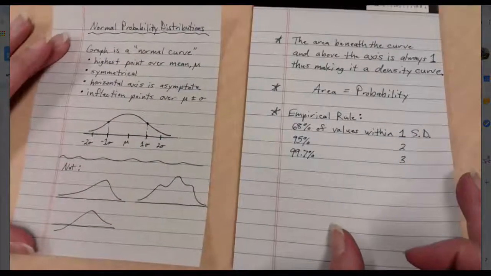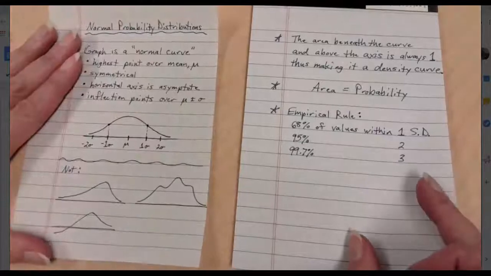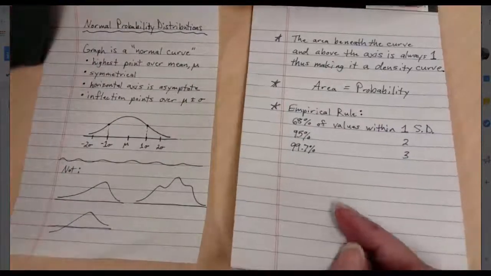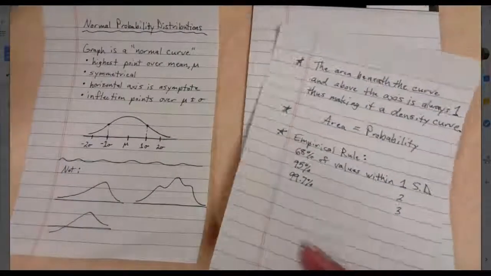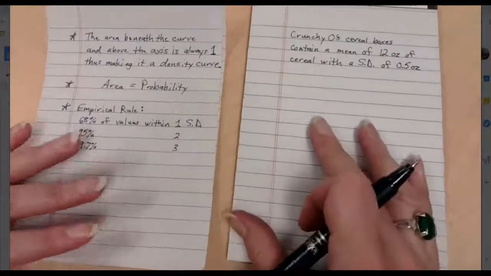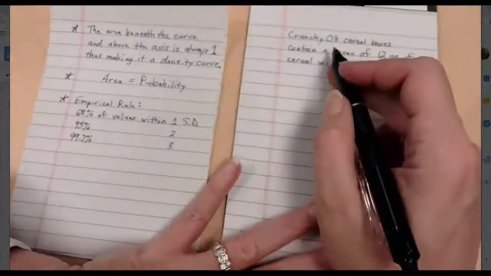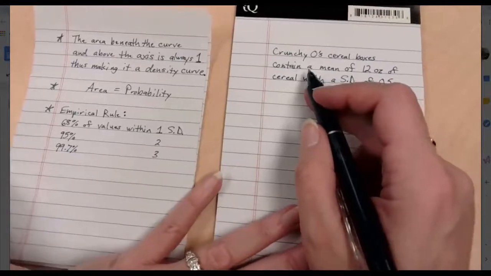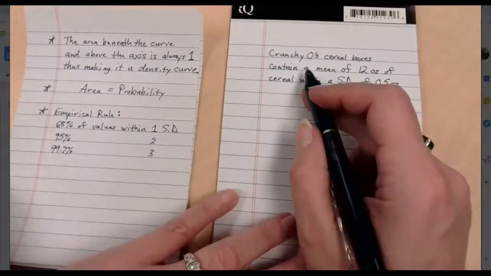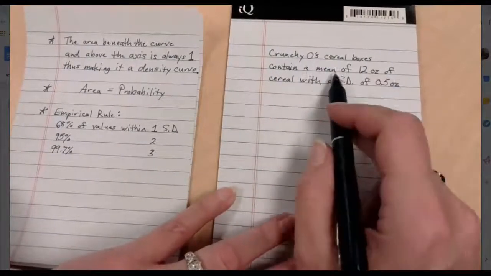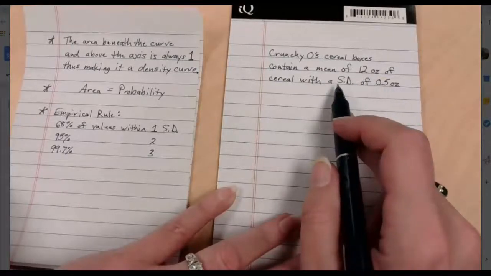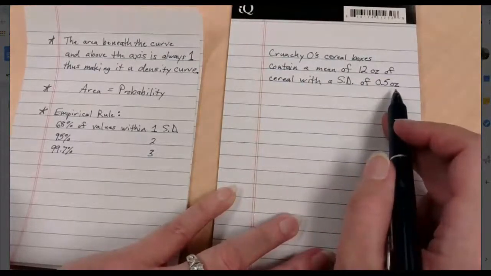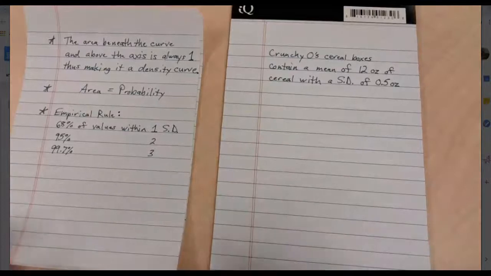Now, just to give this a little bit of personal touch, a little bit of context to go with it, what might this mean for an application? So, I've decided that there's a box of Crunchios. If this is an actual cereal, I'm sorry, I'm pretty sure I made it up, but who knows. Crunchios cereal boxes contain a mean of 12 ounces of cereal with a standard deviation of 1/2 ounce. Okay, what does this mean?